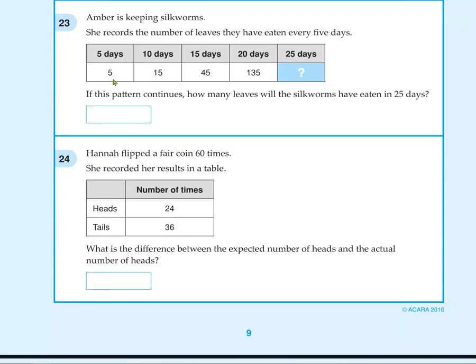Okay, keeping silkworms. We follow the pattern, how many were eaten in 25 days? So multiplied by 3, multiplied by 3, multiplied by 3, multiplied by another 3. 3 times 100 is 300. 3 times 30 is 90, 3 times 5 is 15, add all those up, you should get 405. At least that's what I got in my head. You can just obviously do 135 times 3. There's another way of doing it as well.